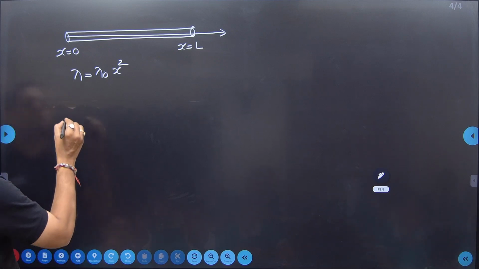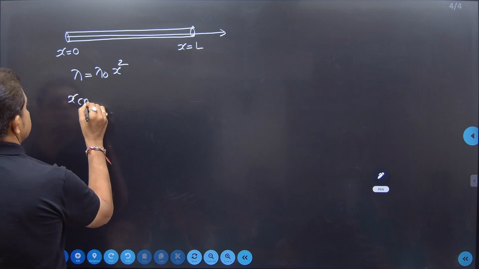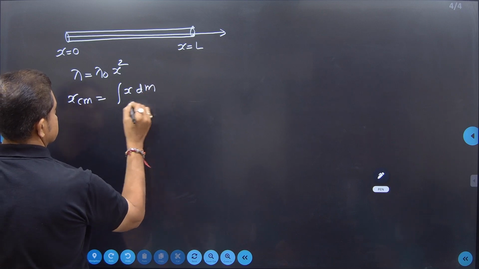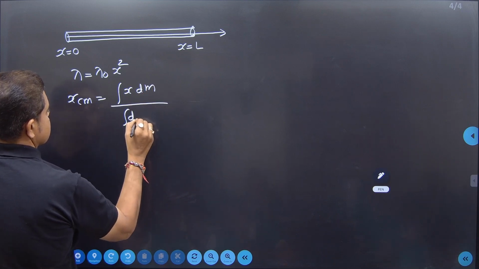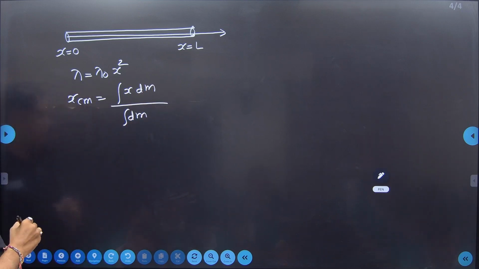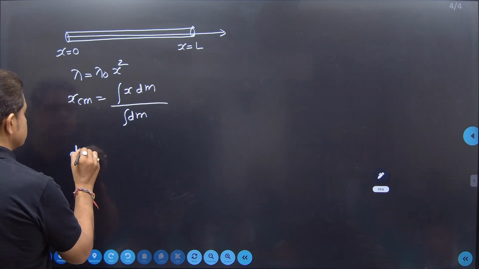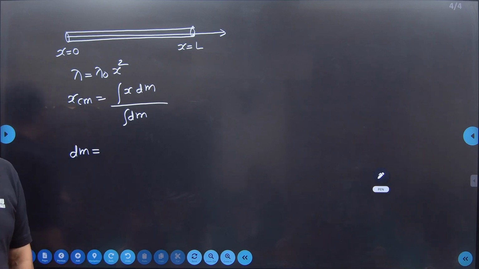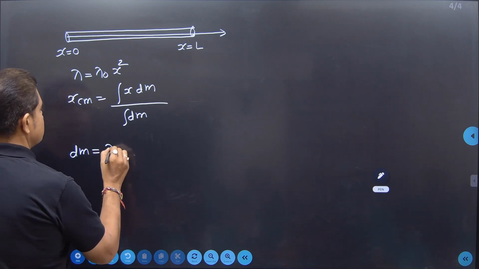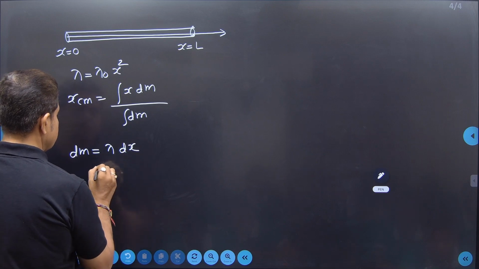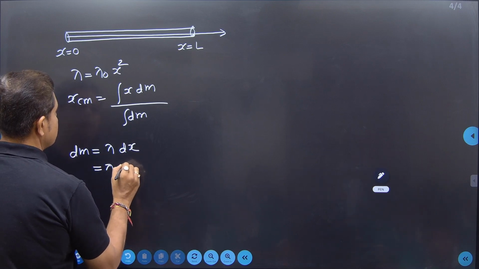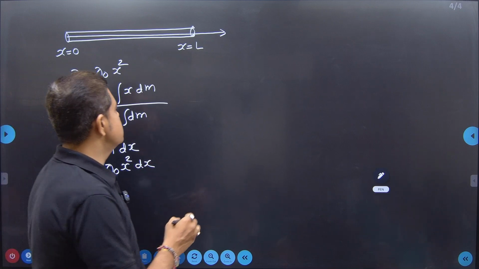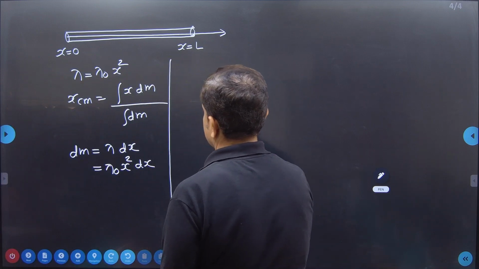Okay. So x_cm, here we will go for this integration x dm upon integration dm. But we know that because it is a linear mass distribution, dm is lambda dx, and your lambda is lambda naught x square.